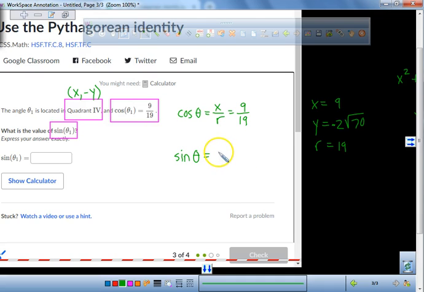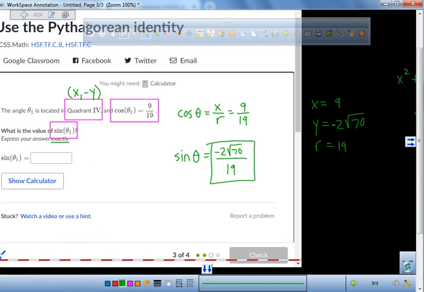What is the sine of theta? What is my y value? Negative 2 radical 70 over 19. That's what I'm going to type in. That's called the what? Exact answer.